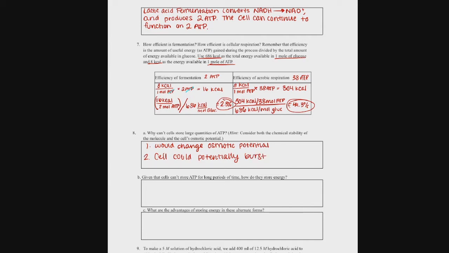Great. Given that cells can't store ATP for long periods of time, how do they store energy? So because energy is used pretty rapidly, things that we store it in are like larger molecules. We can store them as fats, we can store them as starches, we can store them as oils. And this would be one of those examples of an endergonic and anabolic reaction.